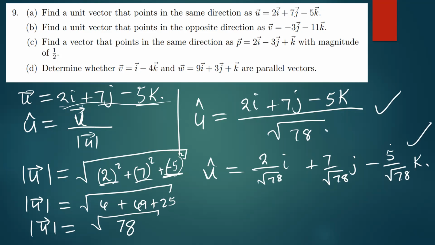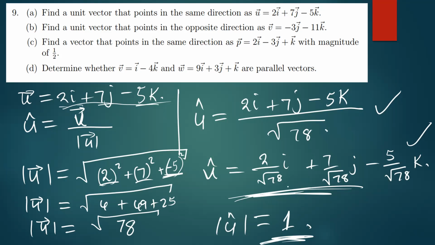So how do you prove that this is a unit vector? Try to find the magnitude of this vector. If you find that the magnitude is 1, then you know your answer is correct, because it's only a unit vector that has a magnitude of 1.